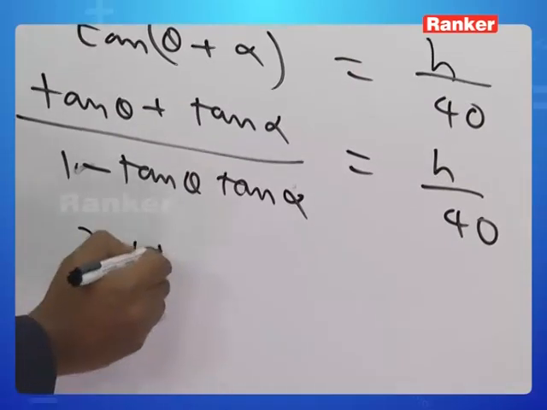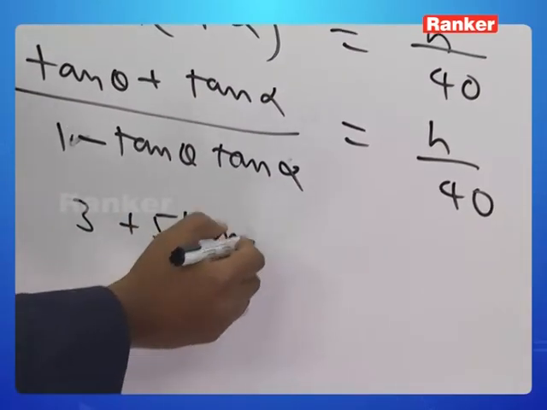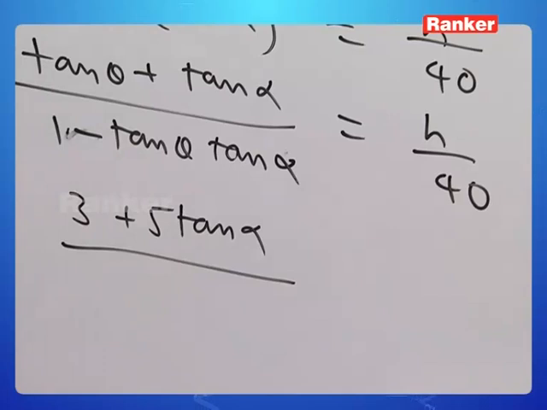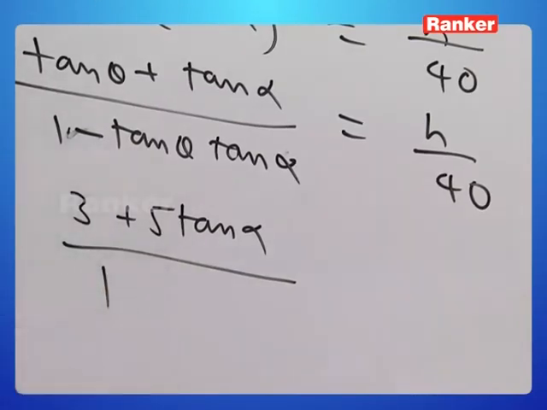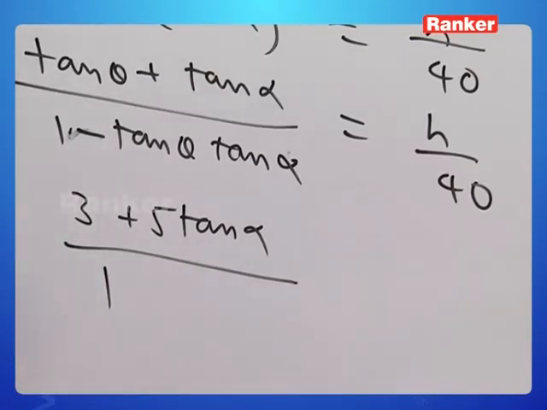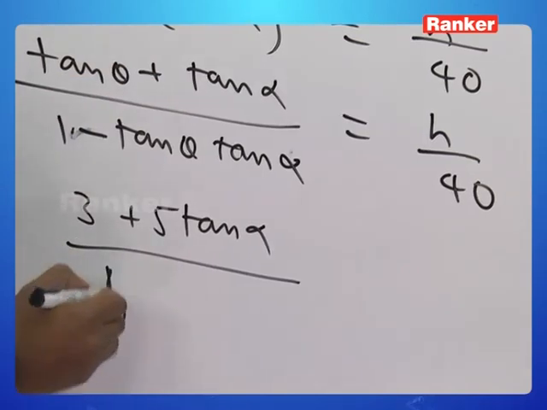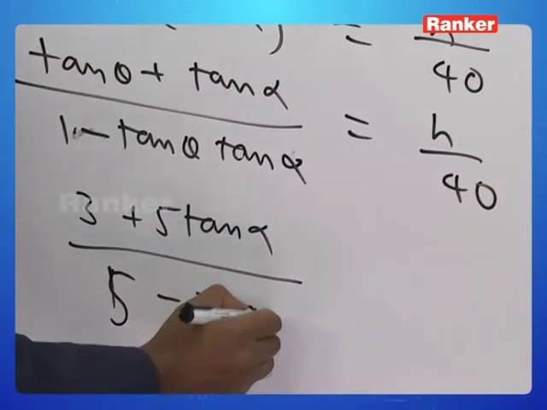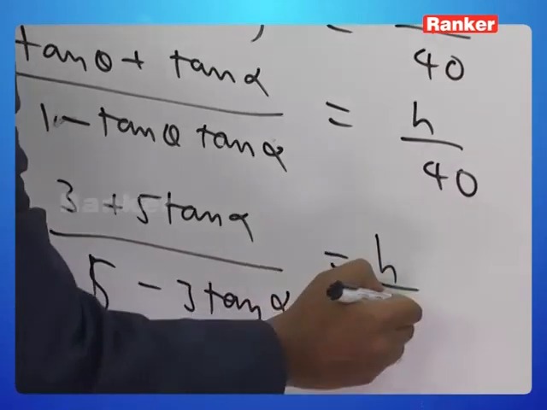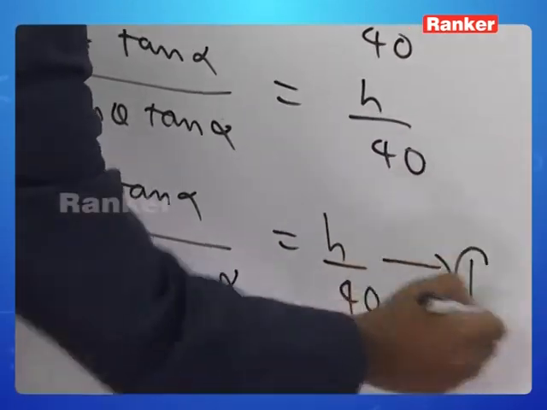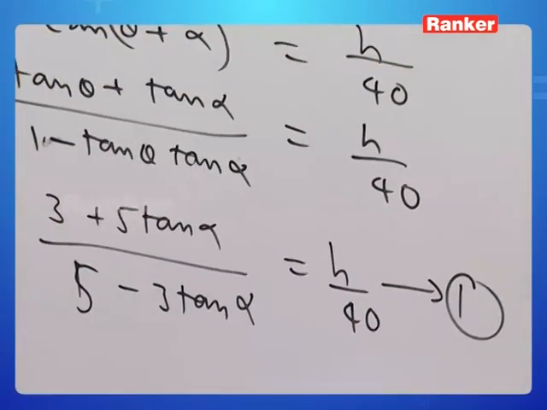So, 3 plus 5 tan alpha divided by 1 minus 3 by 5 tan alpha. So, that makes it 5 minus 3 tan alpha is equal to h by 40. Call this equation 1.